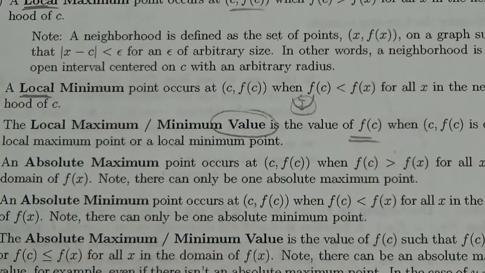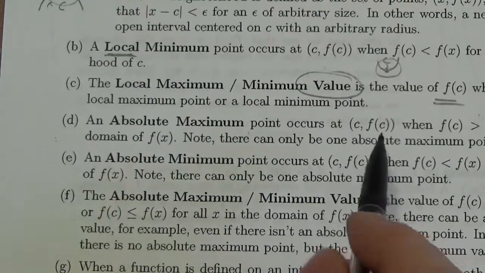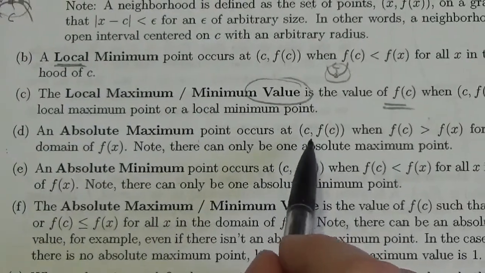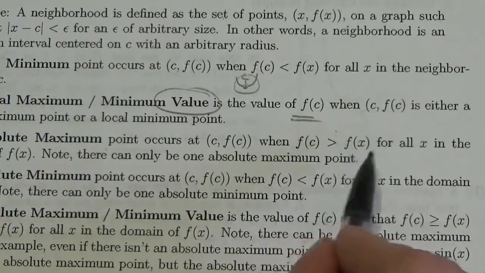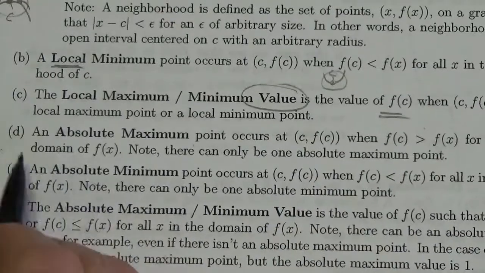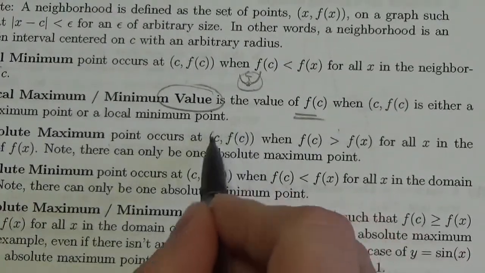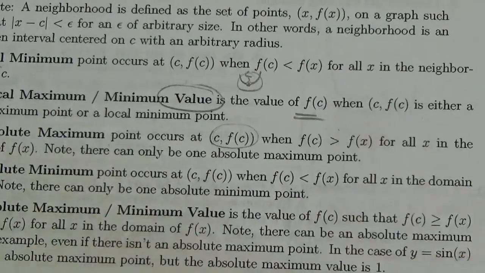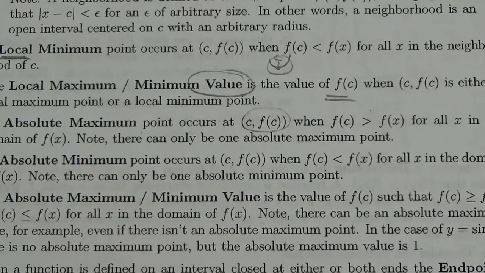Now, some other vocabulary here. An absolute maximum point occurs at the point c comma f of c when f of c is larger than f of x, f of x being all other points on the graph in the domain of the function. So in other words, if there's a point out there that's got a larger y-coordinate than every other y-coordinate on the graph, then it's an absolute maximum point. Okay?